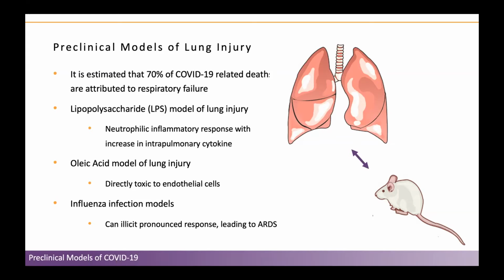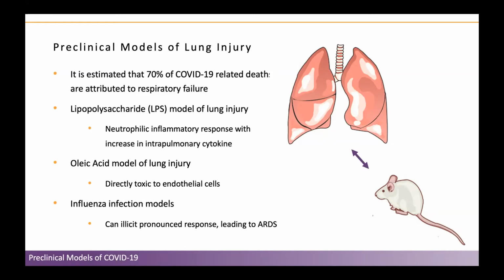So the most common model of lung injury being used currently is the lipopolysaccharide model, or LPS model. This has been used extensively well before COVID. And this one is really effective because it actually mimics a lot of the inflammatory response that we see in COVID patients. So this one is very, very well documented and well controlled within the laboratory environment.